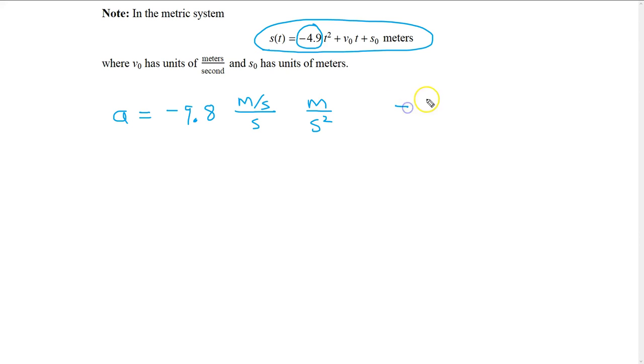When you divide negative 9.8 by 2, you get negative 4.9. Recall, just like we did previously, if you divide negative 32 by 2, you get negative 16. Well, when we divide 9.8 by 2, we get 4.9. So that's where that's coming from. Let's take a look at another example.